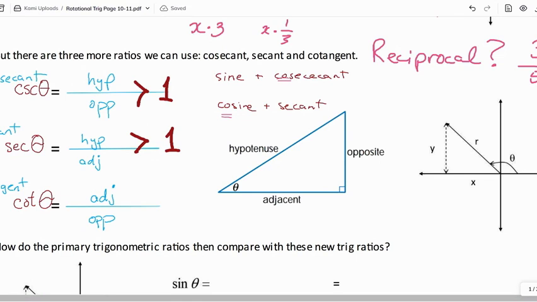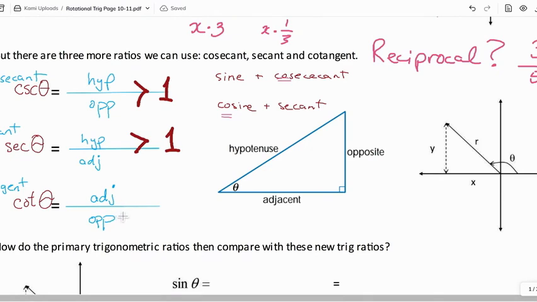Okay. All right. And then how about cotangent? Is cotangent always greater than 1, always less than 1, or neither? Right? It could be. It just depends which one's longer. If the adjacent side is longer, what will you get for cotangent? Greater than 1. If opposite is longer, what do you get?